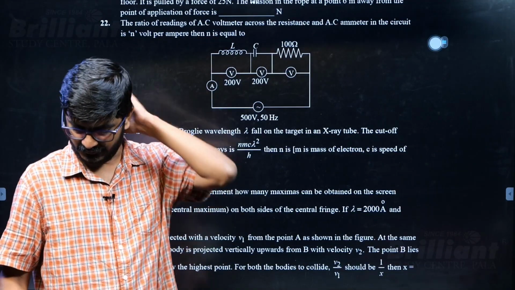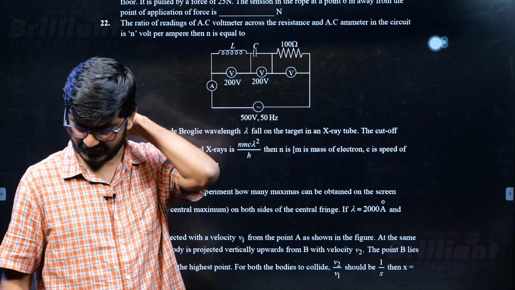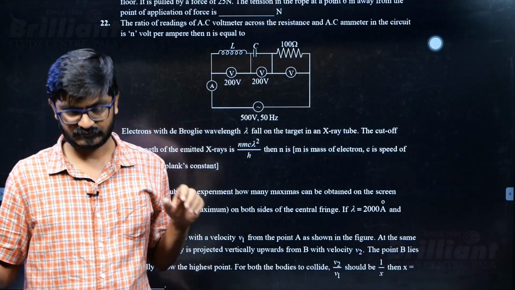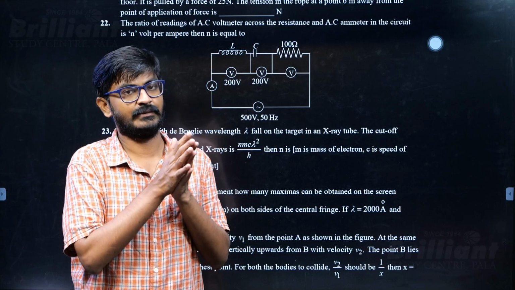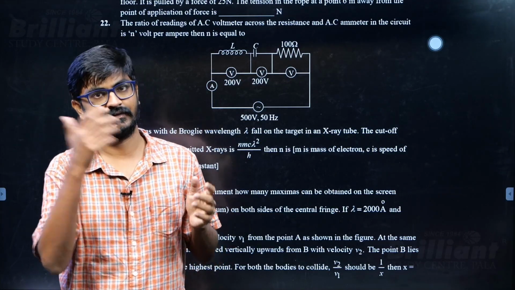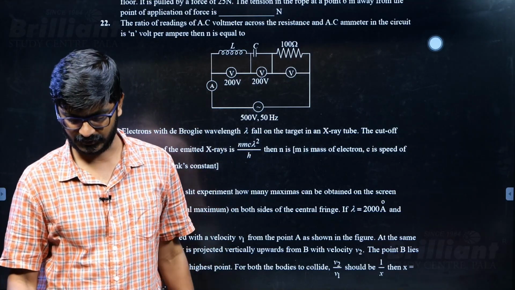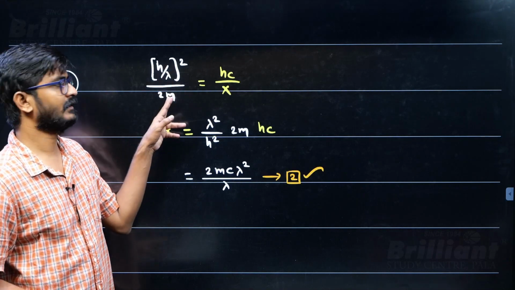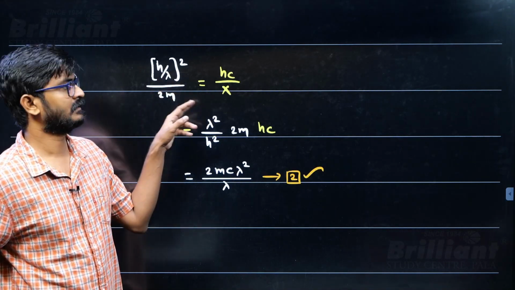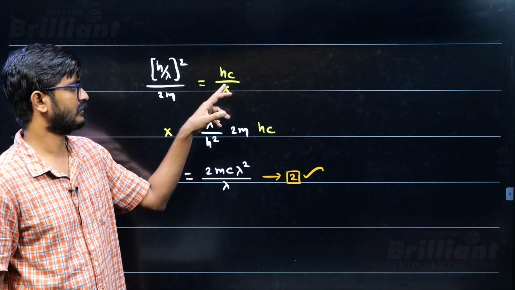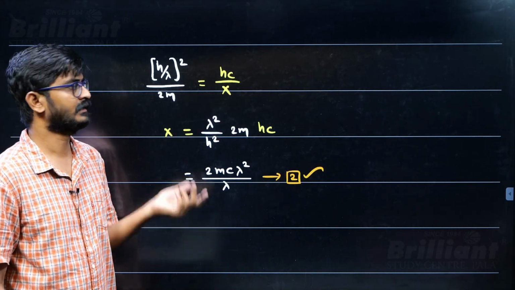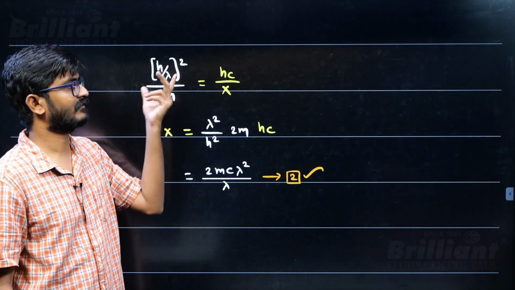Electrons with de Broglie wavelength fall on the target in an X-ray tube, the cutoff wavelength. So electrons are coming and they will be hitting the plate and they will be losing the total energy and converting it as photon. That's what they are talking about. So electron energy is P square by 2m. That is totally converting as photon. So hc by lambda, this is the wavelength of the photon. So the wavelength of the photon you need to find. Total kinetic energy of the electron will be converting as photon.